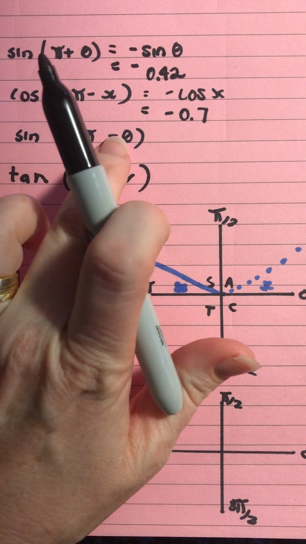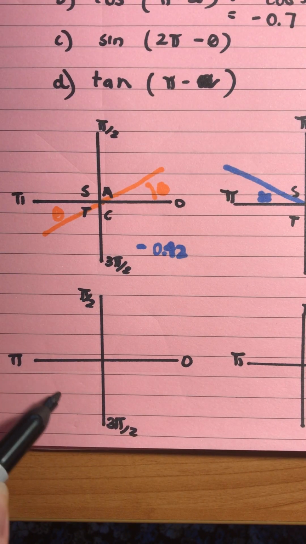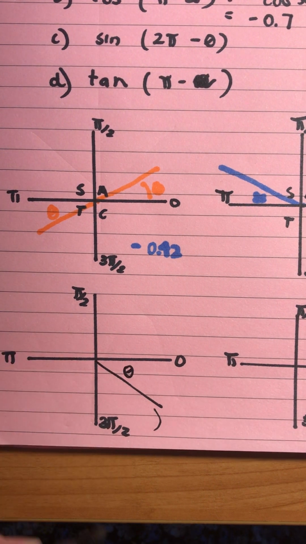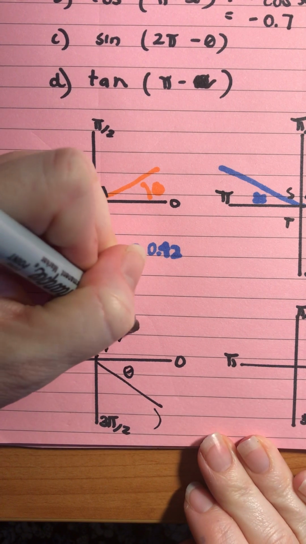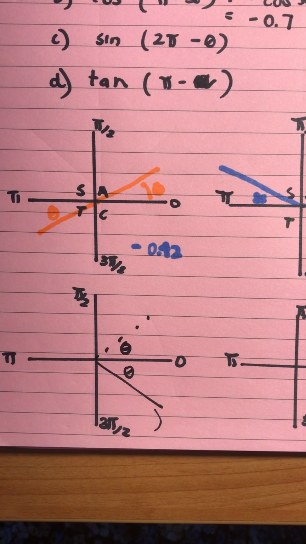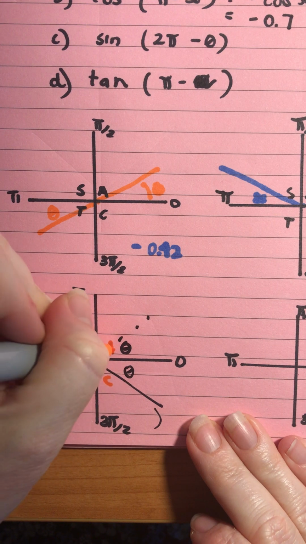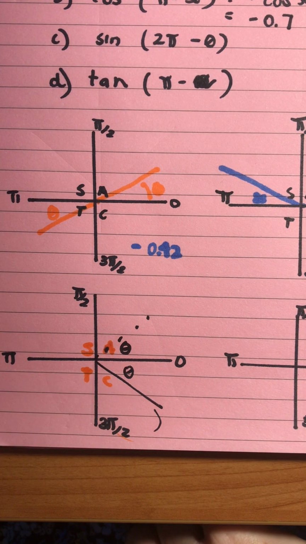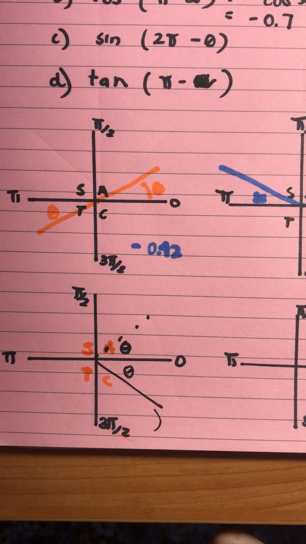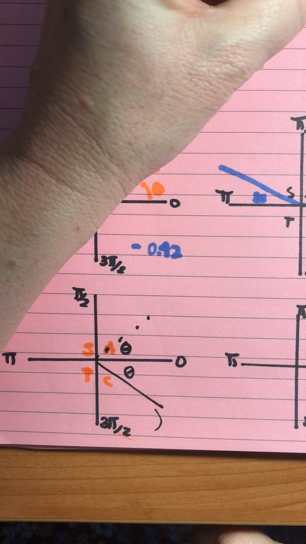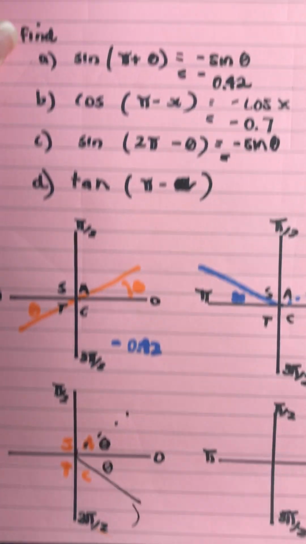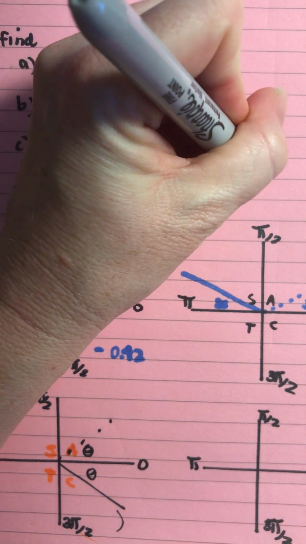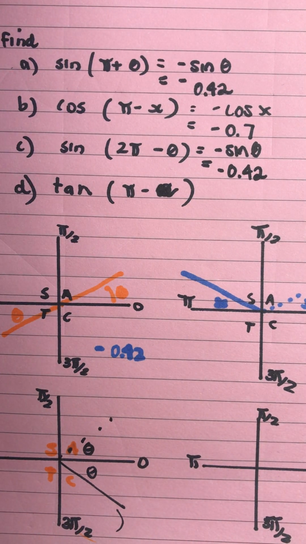Then we've got sine of 2 pi minus theta. So we've gone all the way around to 2 pi and back theta. So there it is there, which relates to our first quadrant angle of theta there. We know with our CAST, we're looking at sine. In that quadrant, sine is negative. So it's going to be the same as negative sine of theta. And we know that sine theta was 0.42. So it's going to be negative 0.42 for that question.